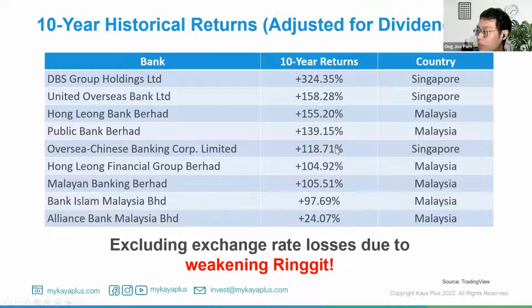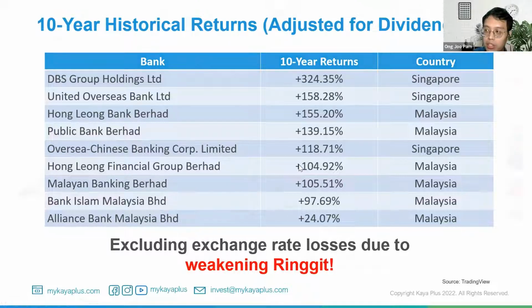And last but not least, occupying the 5th spot would be OCBC, 118%. So out of the top 5 places, Malaysia banks occupy third and fourth place. Your Singapore banks occupy the first, second, and fifth, right? And this is of course again excluding the exchange rate losses due to the weakening ringgit.